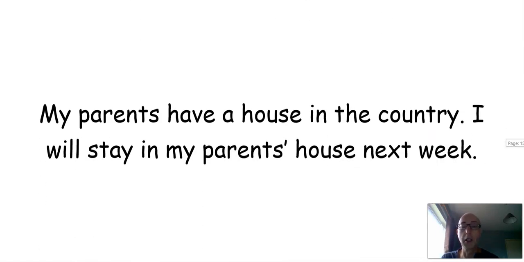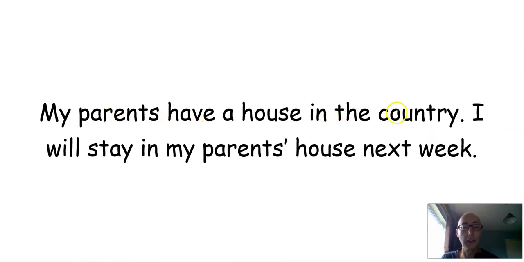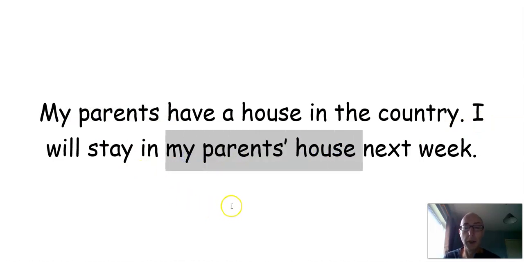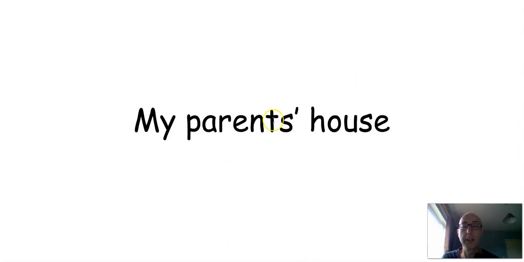So you can see here, let's look at an example. My parents have a house in the country. My parents, there are two parents. I will stay in my parents' house next week. What's the difference between this and a singular noun? Well, let's look. My parents' house. There are two parents. So what do we do with the apostrophe? We put it after the S.